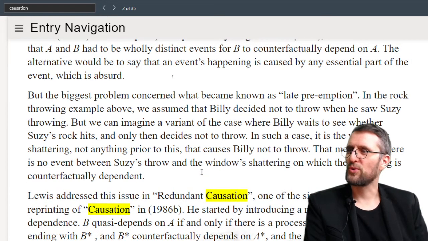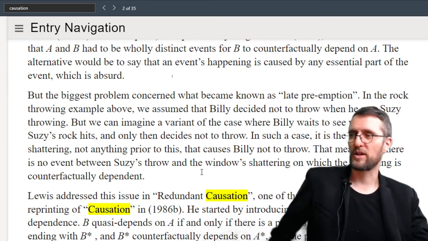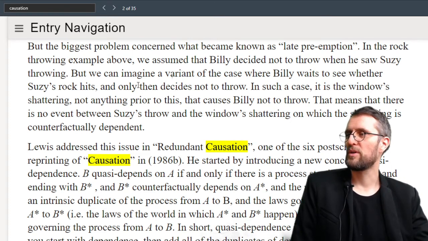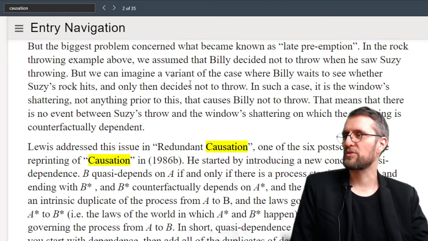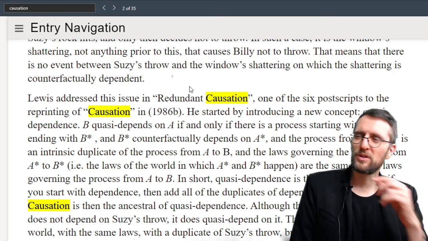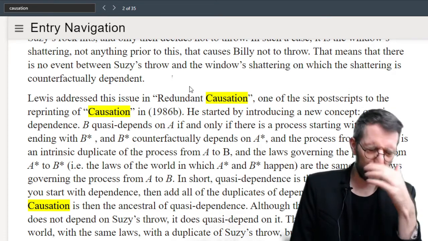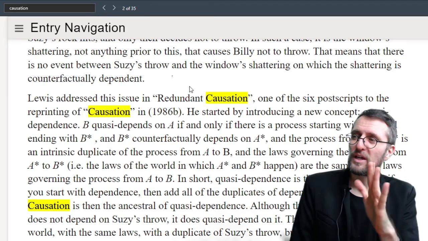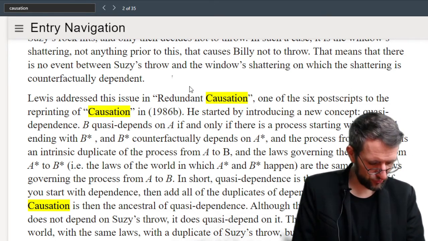But the biggest problem concerned what became known as late preemption. So here we have another problem with such a theory of counterfactuals. In the rock thrown example above, we assumed that Billy decided not to throw when he saw Suzy throw. But we can imagine a variant of the case where Billy waits to see whether Suzy's rock hits and only then decides not to throw. In such a case, it is the window's shattering, not anything prior to this, that causes Billy not to throw. That means that there is no event between Suzy's throw and the window shattering on which the shattering is counterfactually dependent.